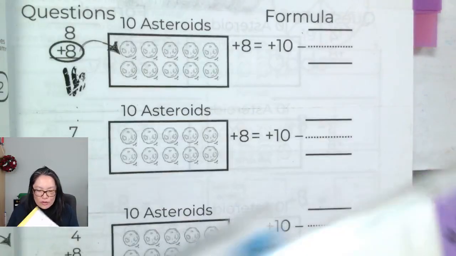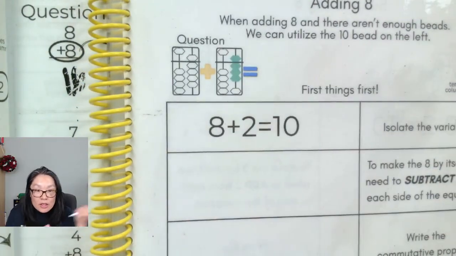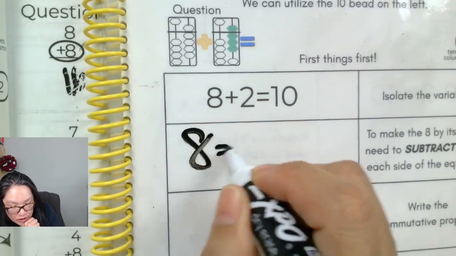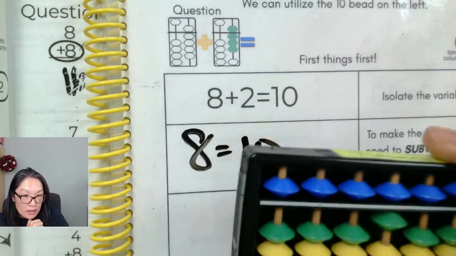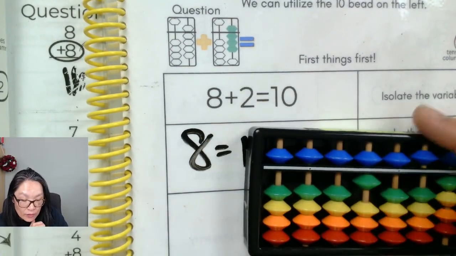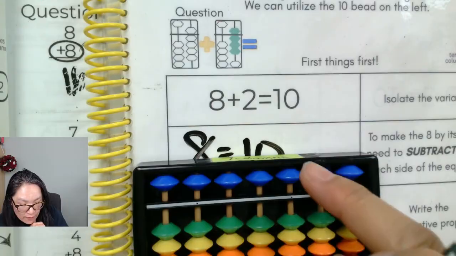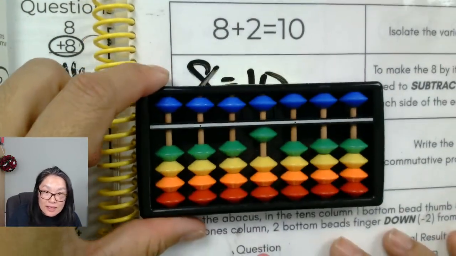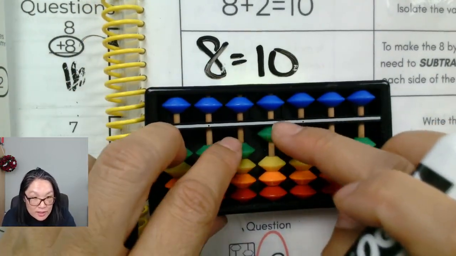Ooh, this is such a beautiful thing. So the first thing we're going to do is understand how to make an 8. To make an 8, we're going to utilize this 10, right? The 10 is this column over here. We've done 10 before. What do we do? 5, 6, 7, 8, 9, and then 10. That's 10. Does that make sense? Because we're adding 10, we've got to use this bead over here.